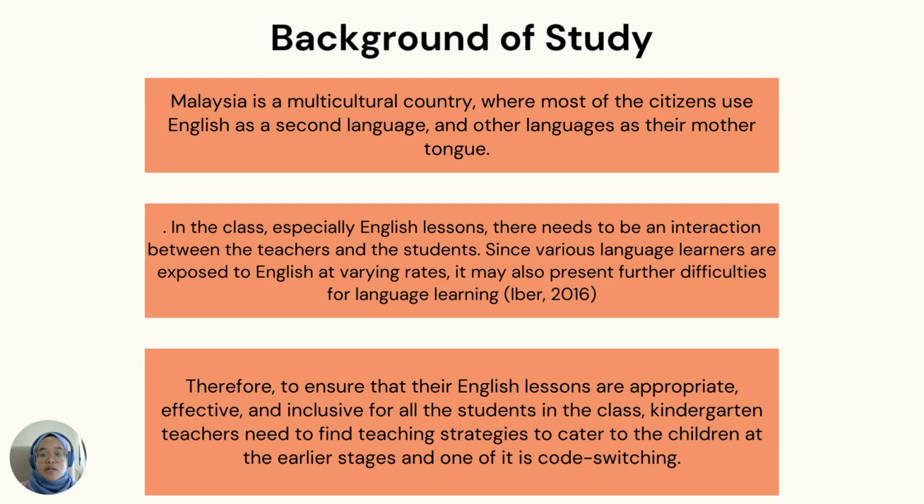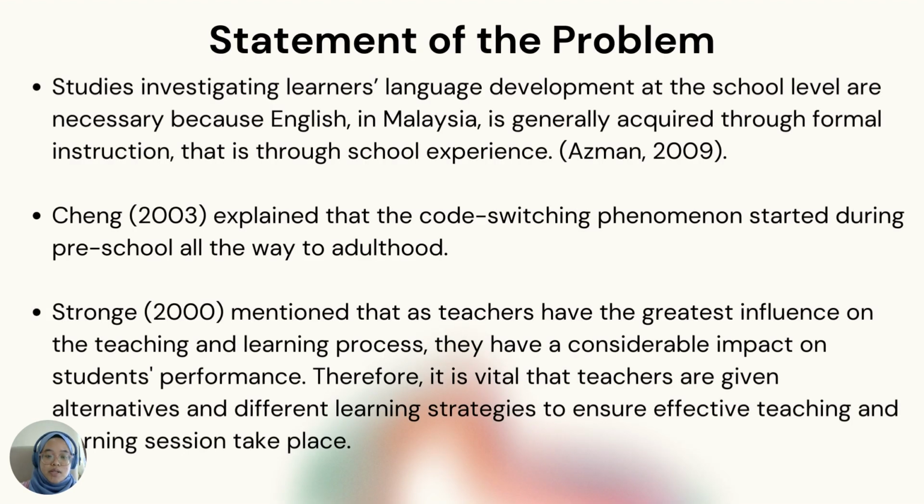In the class, especially English lessons, there needs to be an interaction between the teachers and the students. Since various language learners are exposed to English at varying rates, it may also present further difficulties for language learning. Therefore, to ensure that their English lessons are appropriate, effective, and inclusive for all the students in the class, preschool teachers need to find teaching strategies to cater to the children at the earlier stages, and one of it is code switching.